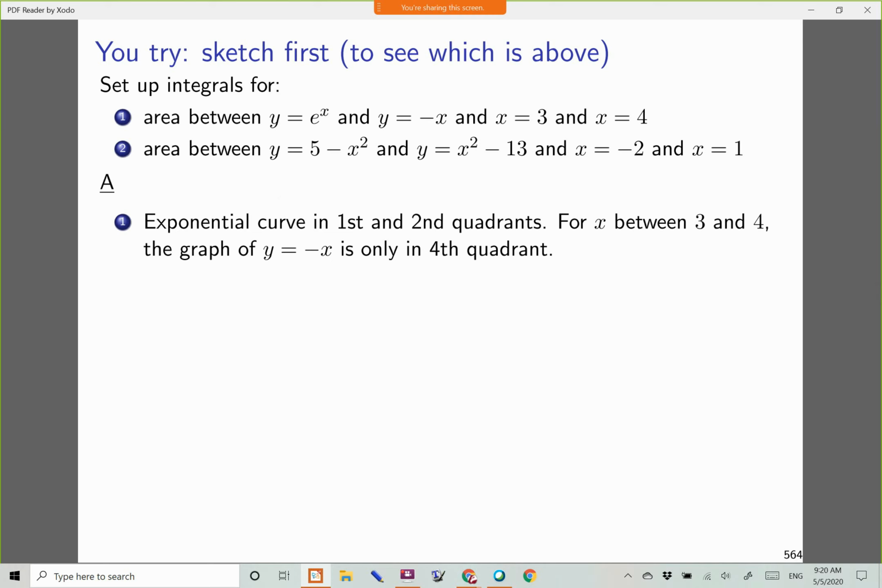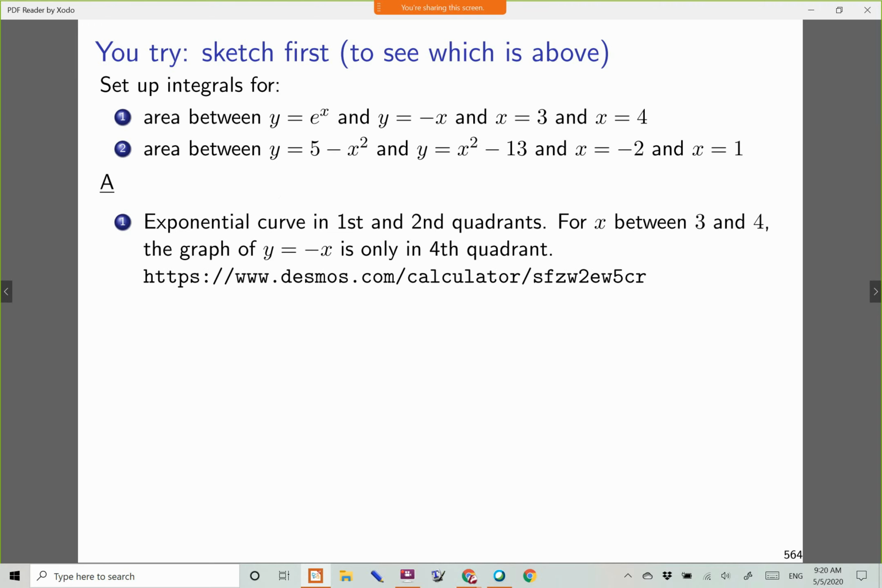Here's the thing: the exponential curve is in the first and second quadrants, and for x values between 3 and 4, this line y equals negative x is just in the fourth quadrant, as we saw. So even without too much of a drawing, just being familiar with what an exponential curve ought to look like, we're like, oh yeah, the exponential is the one that's above. The line is the one that's below, right?